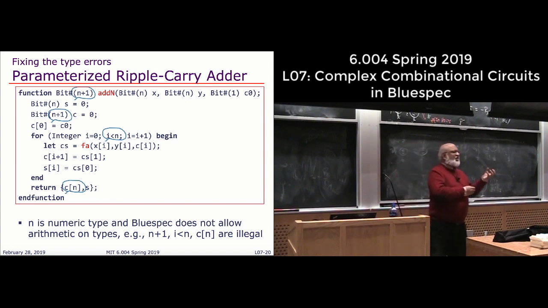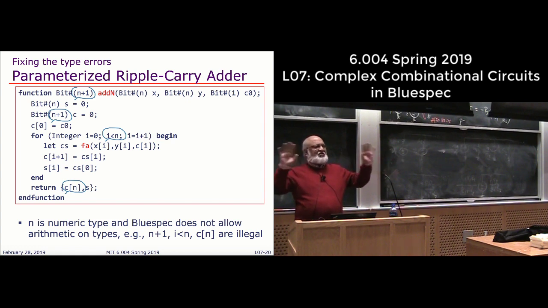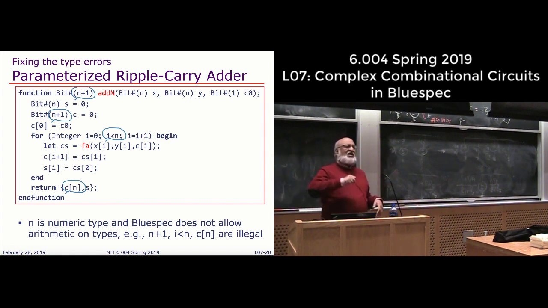So when you say n plus 1, the compiler says, what? I don't know about that, right? Same thing is true when you compare I to n. N is a type thing, right? And the subtle aspect of this is every expression in Bluespec has a type, and many expressions in Bluespec have a value. And values and types live in disjoint universes. They never mix, right? So if you ever want to pull something from the types world into the value world, you will have to say so explicitly.